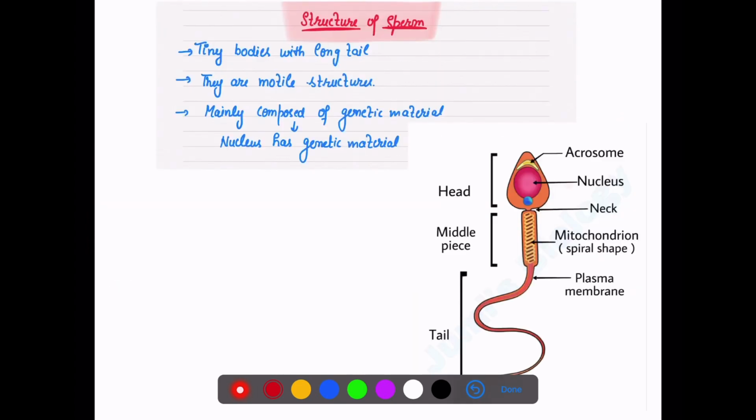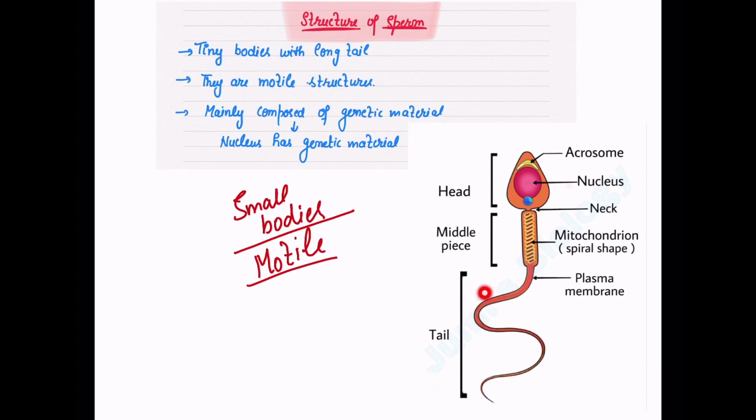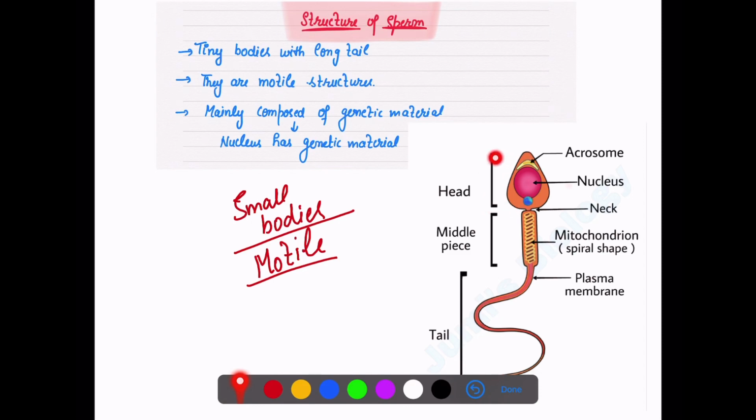Now, if we talk about how the sperms look, they are very, very small bodies, but because they are the only structure which is motile, the egg is not motile, they have a long tail. As well as because it is motile, for energy it has mitochondria. It has three main parts of the body: head, middle piece and tail, and our concentration is only on the head, because this head portion contains the nucleus, and this nucleus is the one having the genetic material.